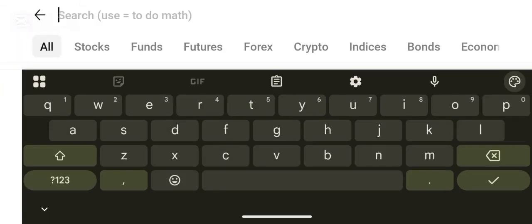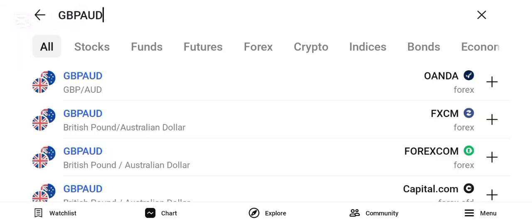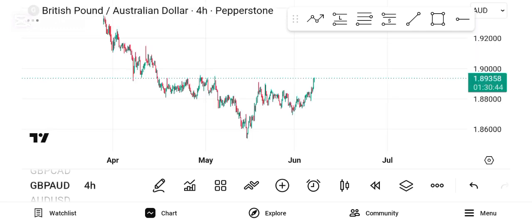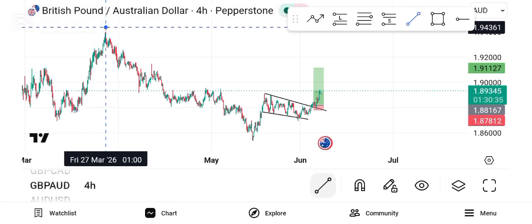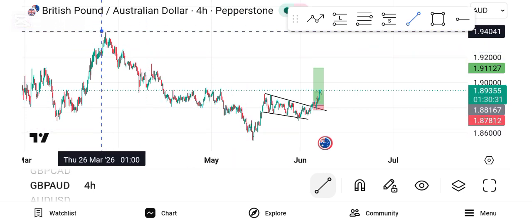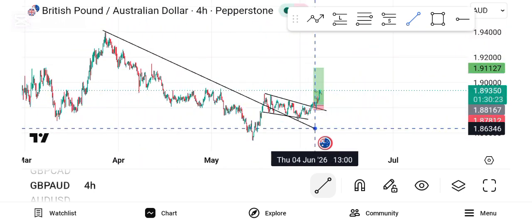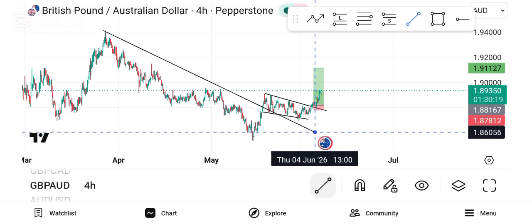Lastly, I took a trade on GBPAUD, Pepperstone, right? Okay, now this was another beautiful trade that I placed. What did I do? How did I come about this trade? Now we can see that price has been dropping massively, creating lower lows, lower highs. Now what did I do? I connected the trend line from here, connected the highs, and then I spotted that price had broken out of this trend line.